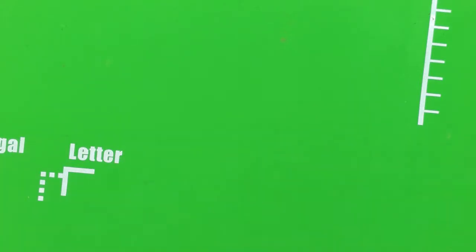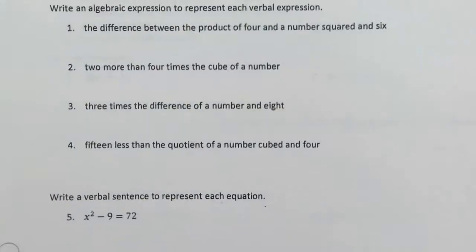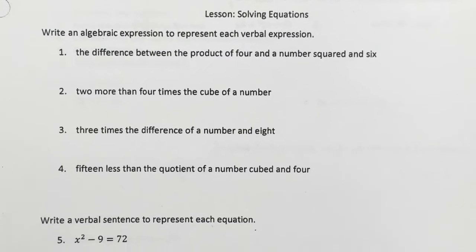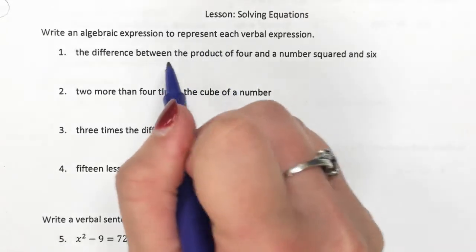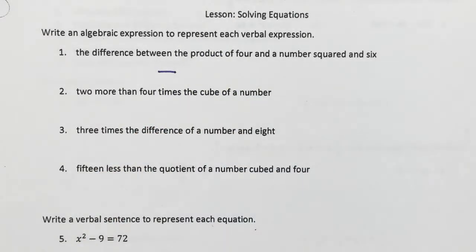Number 1. Dylan, can you read us number 1? Difference between the product of 4 and the number squared is 6. Okay, what in the world am I supposed to do with that? You're supposed to write an algebraic equation. There you go. So I'm supposed to take all these words and write them in numbers, right? Okay, so what's the very first important word that you see up there? Difference. So difference means what? Subtract. So I'm going to put a little subtraction.